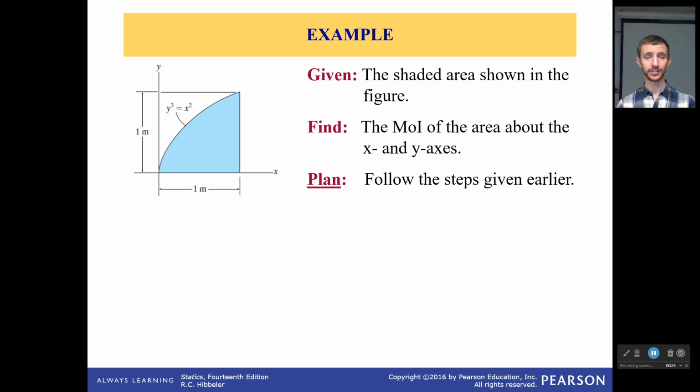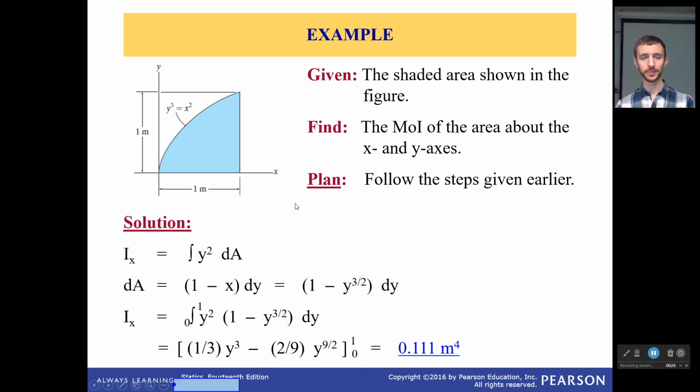So let's get to it. What is our solution? If I'm going to do it around the x-axis, I choose an element that is parallel to that axis, so a horizontal element. And I need to figure out what the height of this is going to be. It's going to be 1 minus x, because x is usually measured from this axis right here. So that'll be the width, and then the height would be simply dy. So that's my differential element dA right here.